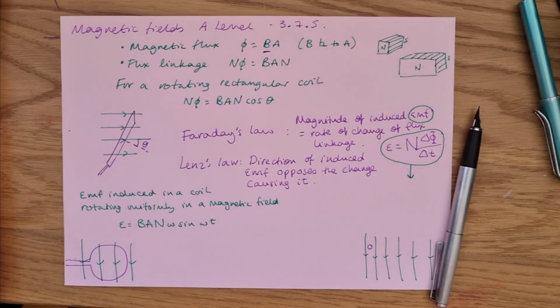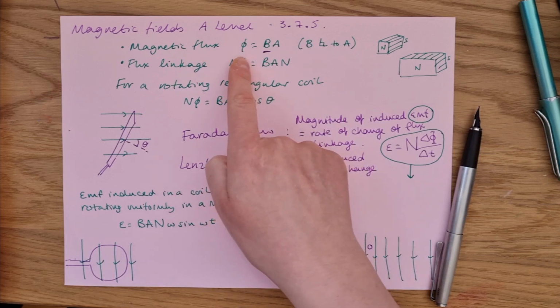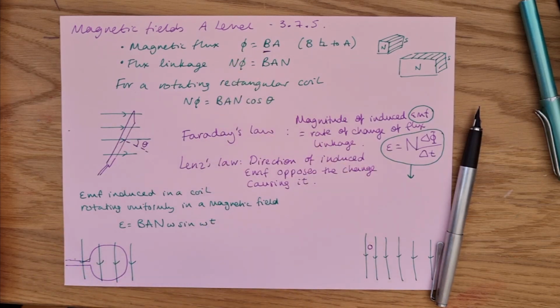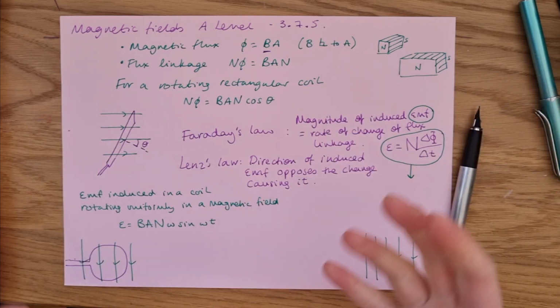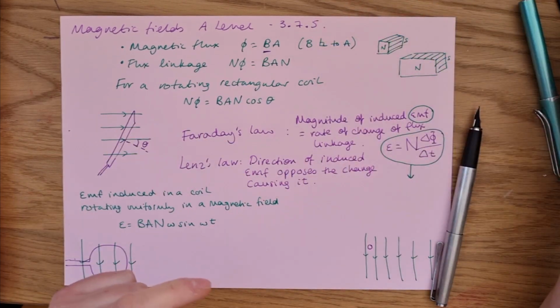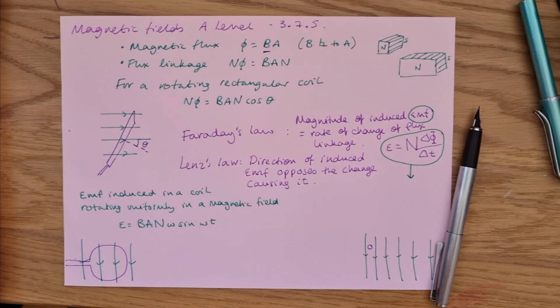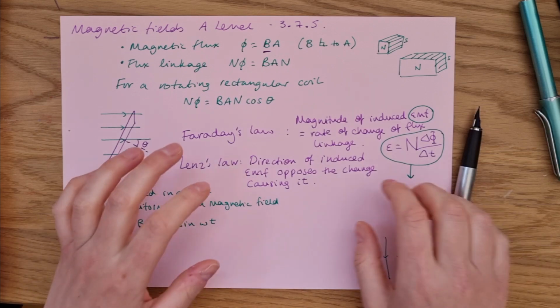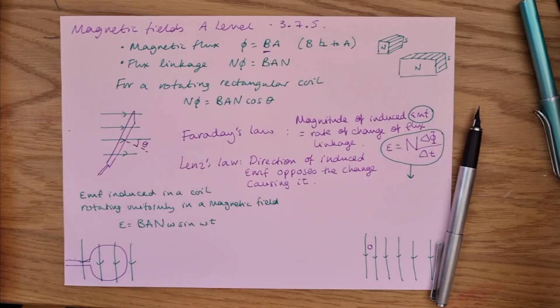Now, the magnetic flux is given this symbol phi here, this little circle with a line through it, and that's BA. So it's the magnetic field strength multiplied by the area that you've cut through, and it basically gives you a measure of how many yellow field lines you have actually cut through, which is going to be proportional to the EMF produced.